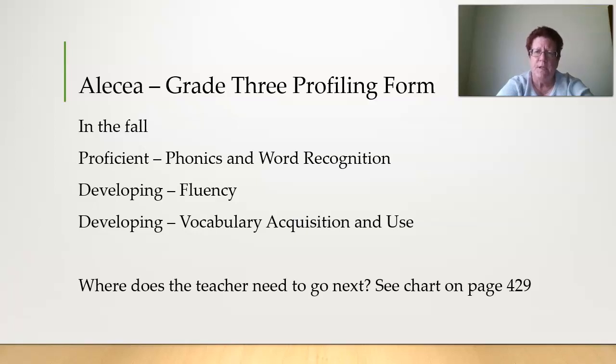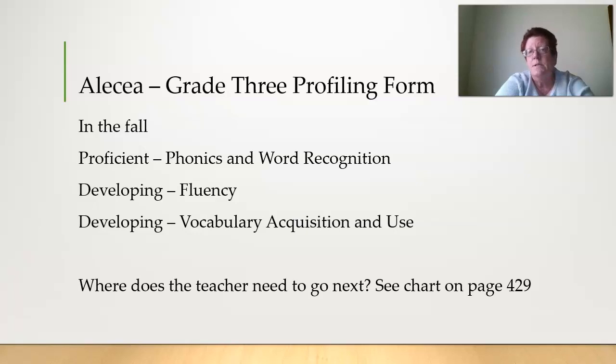But once you've learned those mechanics of reading, the whole idea of here are the words, I have to read the words, here are the words in sentences, I have to understand the words in sentences, then you can focus on fluency. And so she is probably a low reader, I would think. Because she's proficient in phonics and word recognition, but is only developing in fluency and vocabulary acquisition. So those are some areas that would need some work.